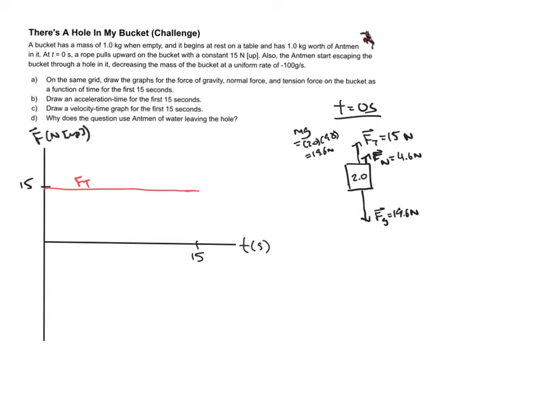So 1 kilogram is 1,000 grams. And we are losing ant-men at 100 grams per second. So just do the math there, that's going to be 10 seconds. So therefore, no more ant-men at 10 seconds. So that's going to be an important point in my graph I'm going to plot. So that's about 2/3 of the way to 15.